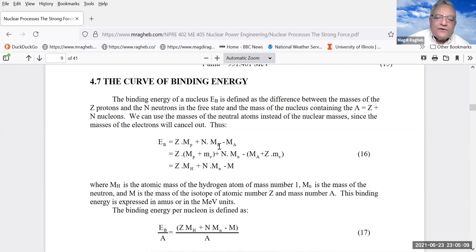You notice that you can add the masses of the atoms for the first term here, and in that case you'll find the neutron, of course, doesn't have electrons around it, but the masses of the electrons cancel out, and we are entitled to use really the neutral masses of the atoms to carry on that calculation.